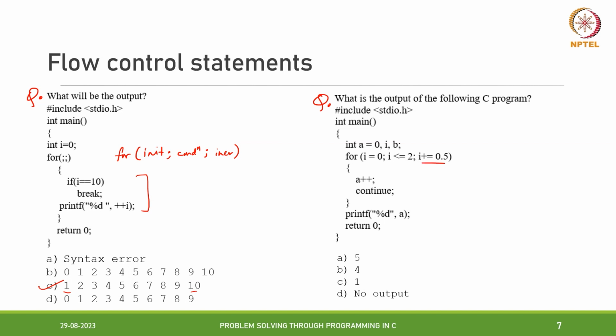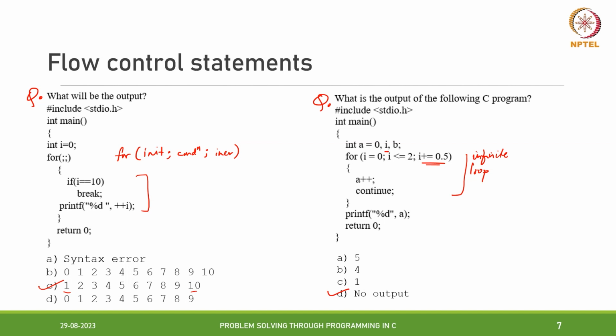Exactly. So i is an integer, and you're trying to increment it by a floating point value. So it will just increment it by 0, not 0.5. So for every iteration you're basically saying i equals 0, i equals 0, it keeps continuing. So it's an infinite loop. The value of a will keep on increasing, but nothing will be printed because this loop will run infinitely. Okay, so that is why you will get no output.